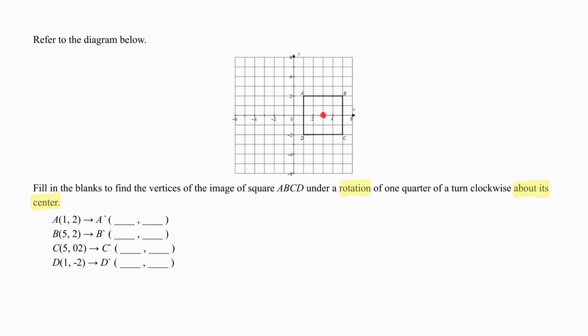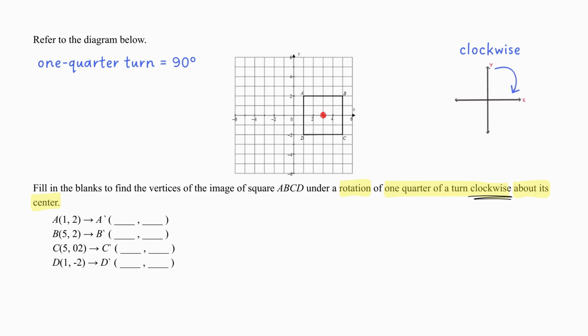The question asks for a rotation of 1/4 of a turn clockwise. Now, 1/4 turn means a 90 degree turn. So, if the square was standing tall, it's now going to be lying down on its side. Clockwise is an indication for the direction the square will move, and this means it will turn to the right. Now, when you rotate something around a point that isn't 0, 0, it can look tricky. But here is the easiest way to visualize it.